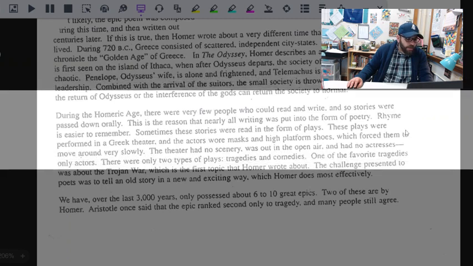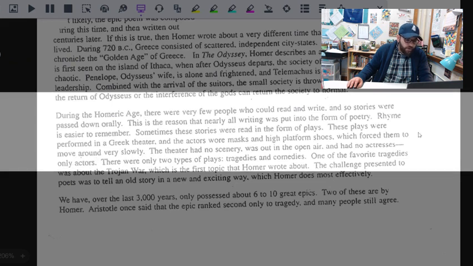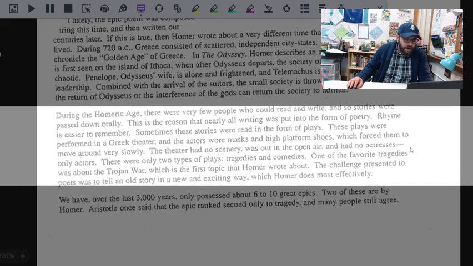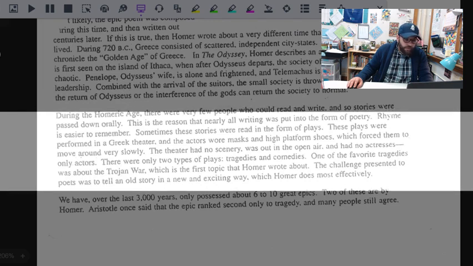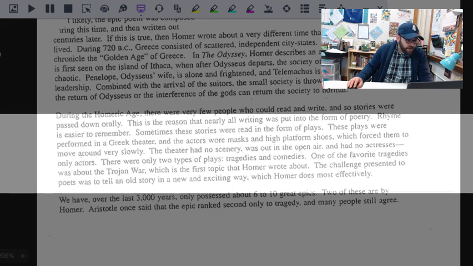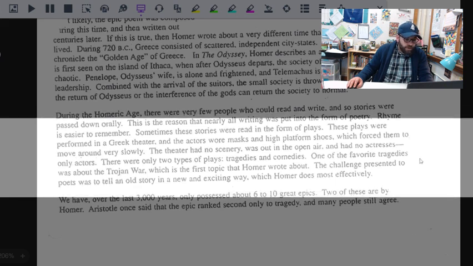These plays were performed in a Greek theater, and the actors wore masks and high platform shoes, which forced them to move around very slowly. The theater had no scenery, was out in the open air, and had no actresses, only actors. There were only two types of plays: tragedies and comedies. One of the favorite tragedies was about the Trojan War, which is the first topic that Homer wrote about.